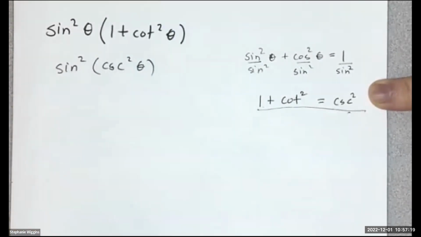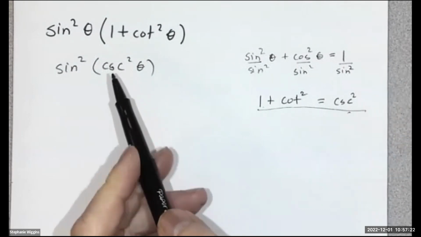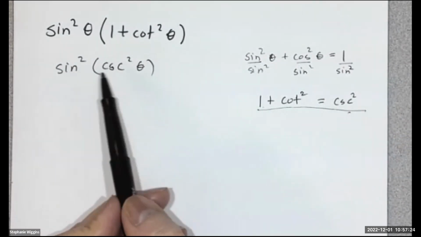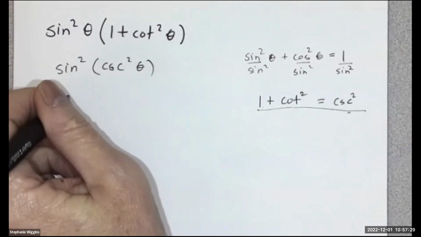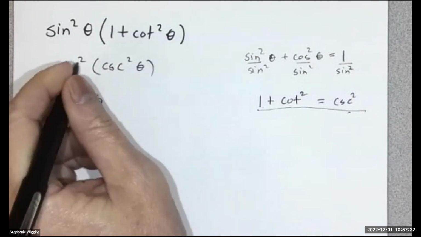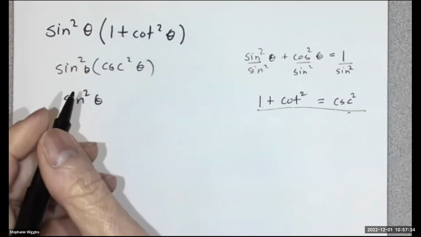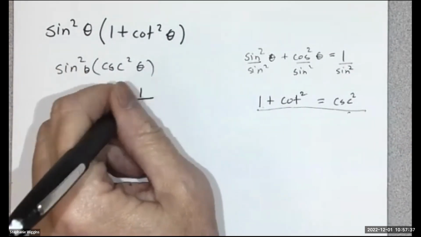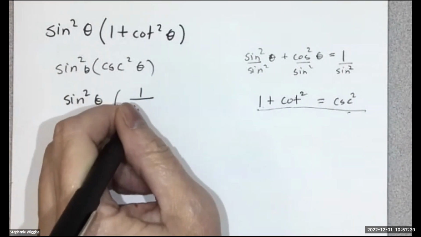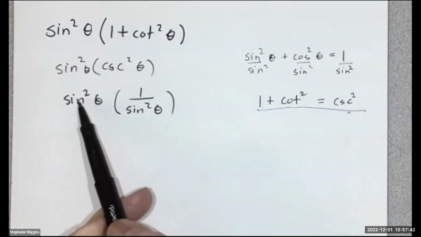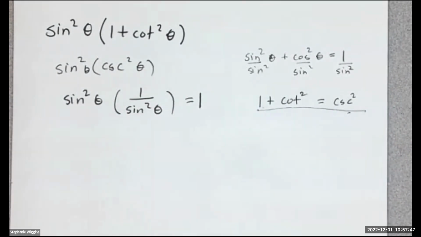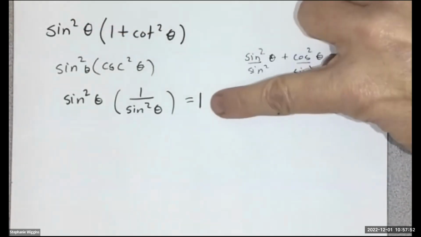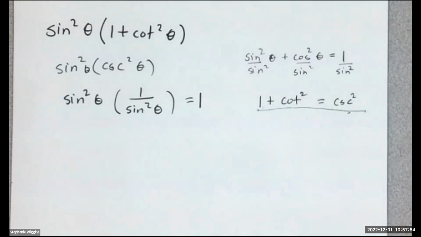cosecant squared theta, okay? Then you say, well, I want to get everything written in terms of sine and cosine. This is 1 over sine, right? So this becomes sine squared theta times 1 over sine squared theta. Well, now you have sine squared theta times its reciprocal. Well, that's just 1, okay? So a lot of these, because of the Pythagorean identities, can be reduced down to 1, okay?